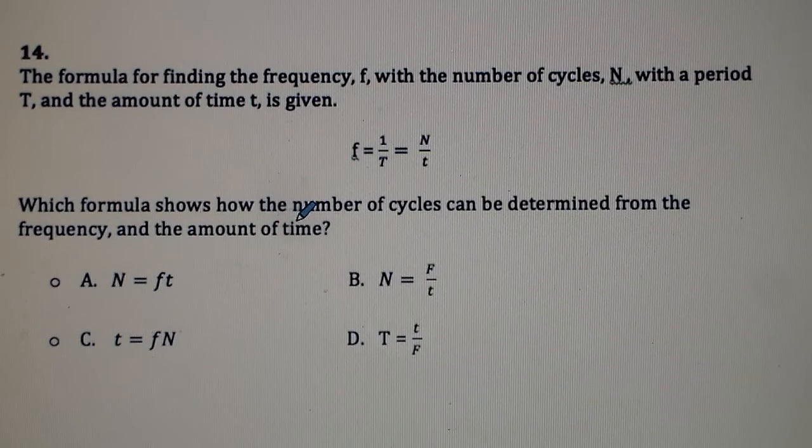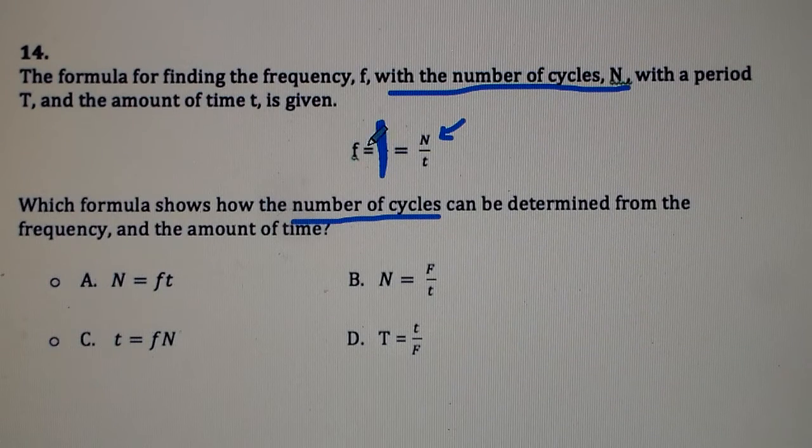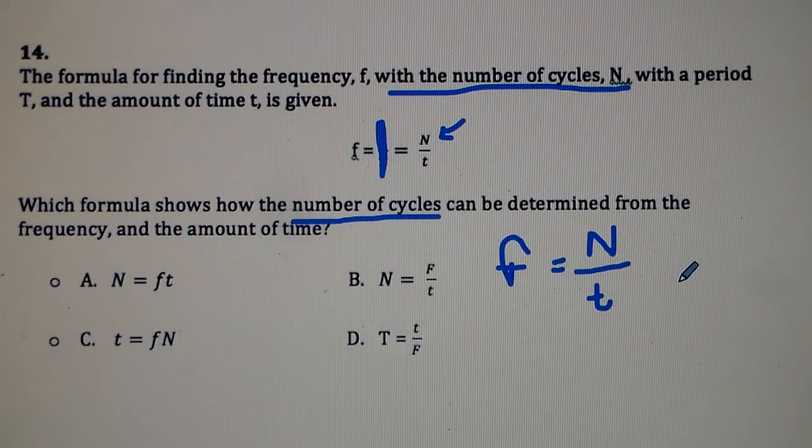So which formula shows how the number of cycles, well, number of cycles is n. So our goal is to get n by itself, determined from the frequency and the amount of time. So what this formula does, which could show up on other assessments, is give you two formulas all combined into one. We don't need f equals 1 over T is equal to n over t. In fact, since we only need the n, we don't have to worry about this 1 over T. That's just extra information. So f equals n over t. In life, we get lots of extra information that we don't need once in a while. I just have to determine what's the critical information that you need for the moment.